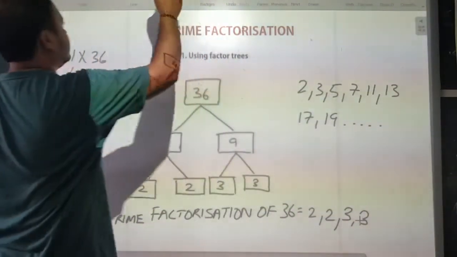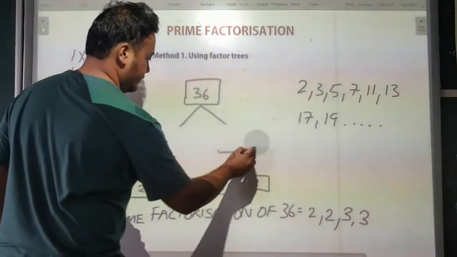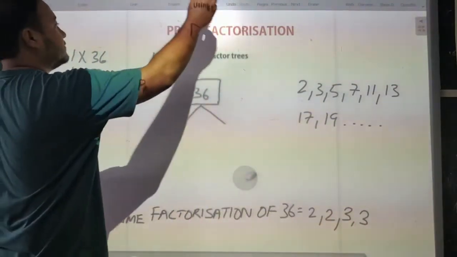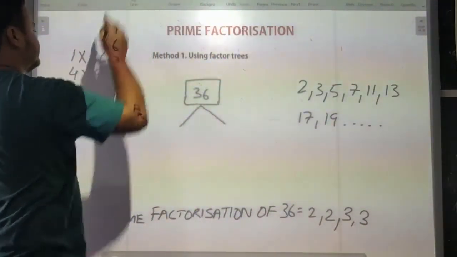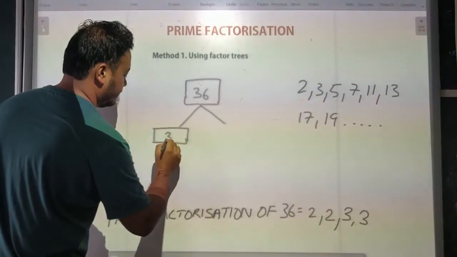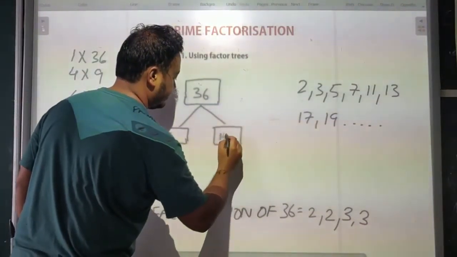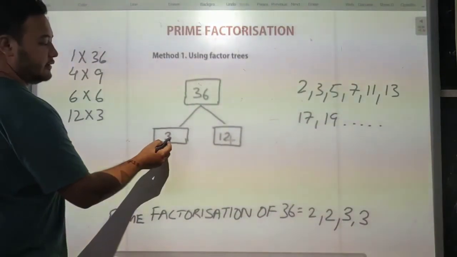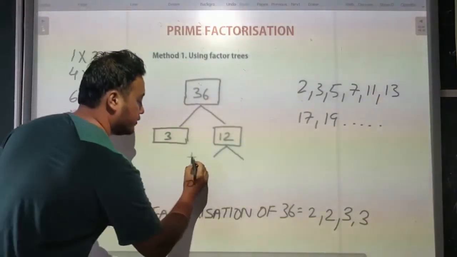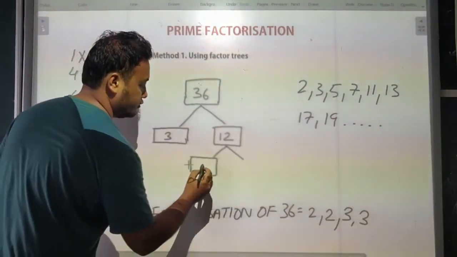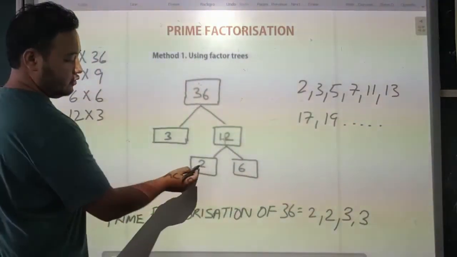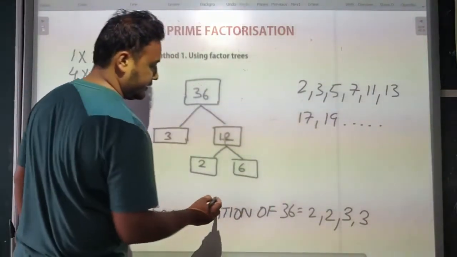So you can do the same thing instead of, let's say, using 4 and 9. Okay, suppose I first break the factor into 12 and 3. So I am breaking this into 3 and 12. So is 3 a prime number? Yes, it is. So you do not have to break this further. So now we'll go with 12. So 12 can be written as 2 into 6. Yes, 2 6s are 12. Is 2 a prime number? Yes, so you do not have to break that further.